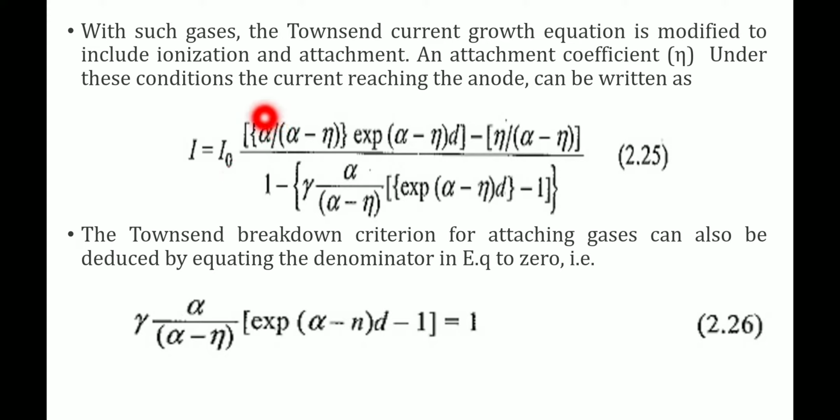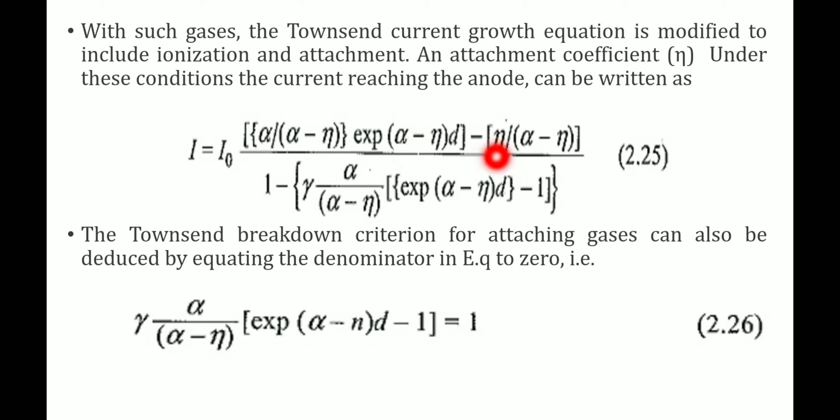Now alpha is nothing but the Townsend's primary ionization coefficient, and eta is what we had considered, that is the attachment coefficient. So we'll write it like this: alpha divided by alpha minus eta, into the bracket of exponential of alpha minus eta into d, minus eta divided by alpha minus eta, divided by 1 minus gamma alpha divided by alpha minus eta, into the bracket of the exponential of alpha minus eta into d minus 1.